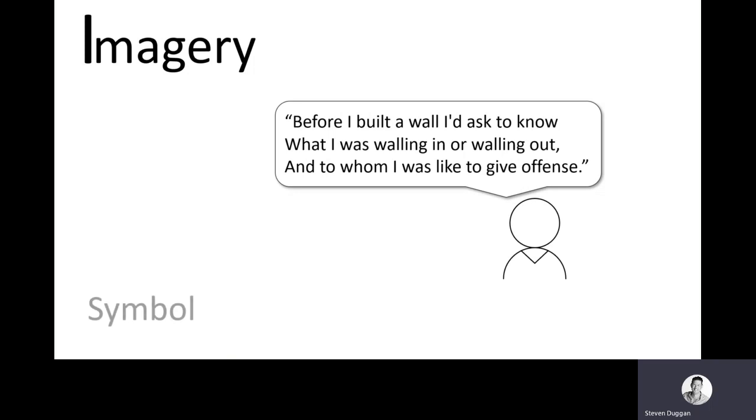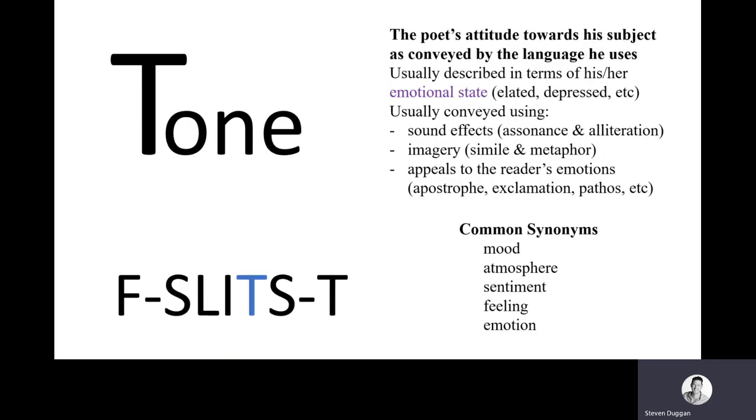And lastly, the use of symbol. This is from Robert Frost's Mending Wall, where all the way through the poem, a wall is being used as a symbol for different attitudes to community or social interaction. In the quote here, we have Frost saying, before I built a wall, I'd asked to know what I was walling in or walling out, and to whom I was like to give offence. It's clearly about more than simply building walls between properties. And on we go to the next one, and we're moving quite fast.